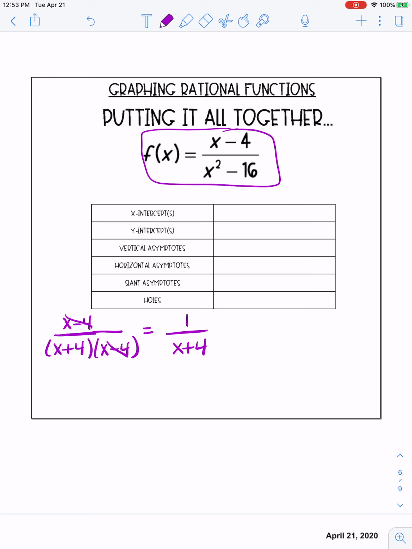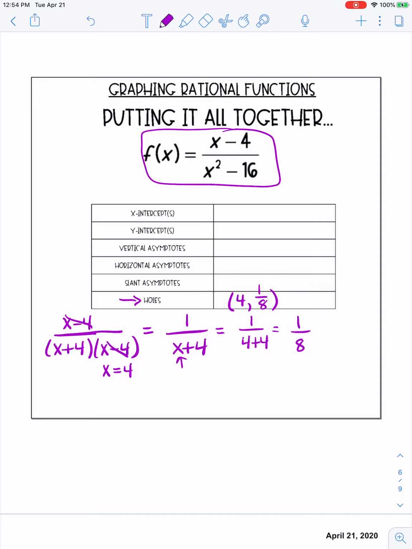When I have a common factor, top and bottom, that creates a hole. So the first thing I want to look for is the hole. I know I have it on the bottom here, but you should always look for the hole first. So since x equals 4 is what's creating my hole, I know the x coordinate of my hole is 4. Then I have to find the y coordinate. So I'm going to plug 4 in here, and that's going to give me 1 over 4 plus 4, and that's 1 over 8. So the y coordinate of my hole is 1 over 8. So now I found my hole.